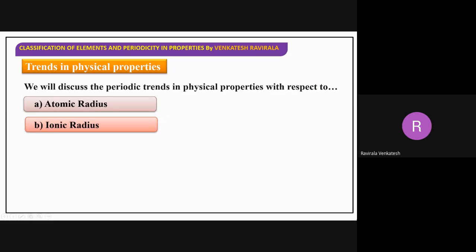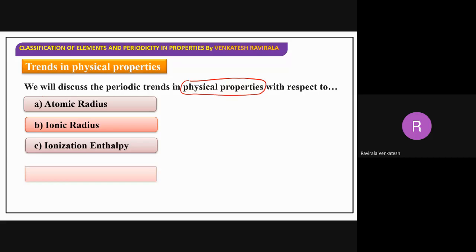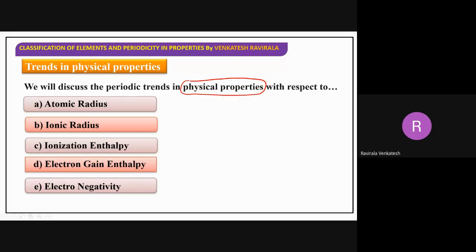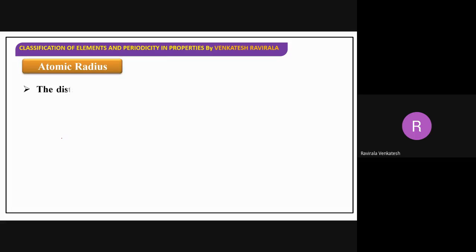For example, we'll see some physical properties in this one. What are the physical properties here? First one, atomic radius, ionic radius, ionization enthalpy, electron gain enthalpy, and finally electronegativity. These are the 5 properties, actually 4 properties only, but atomic radius and ionic radius we complete together. So these are the 5 periodic properties we generally discuss. Today let me see the atomic radius.